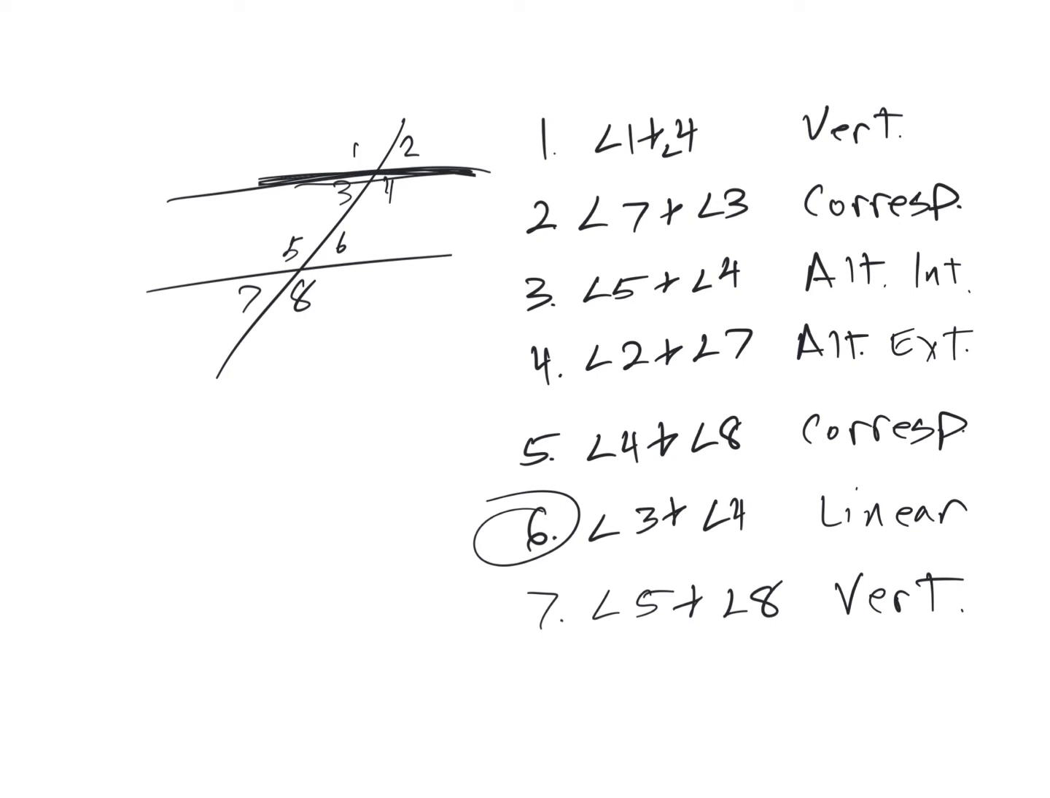Angle 8 and angle 4. They have to be attached, meaning adjacent, and they have to form a straight line. As opposed to something like this, if I said angle 1 and angle 2, they form a straight line, but they aren't attached. They have to share a side. They share a vertex, but they don't share a side. So those would not be called linear or vertical.